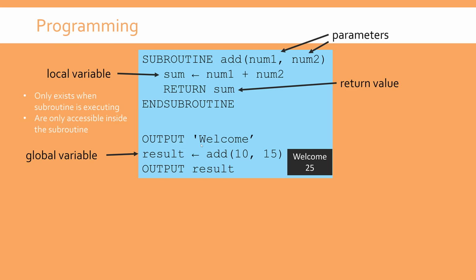I couldn't print or output sum after add is finished because it doesn't exist anymore. Whereas global variables are available anywhere in your code.